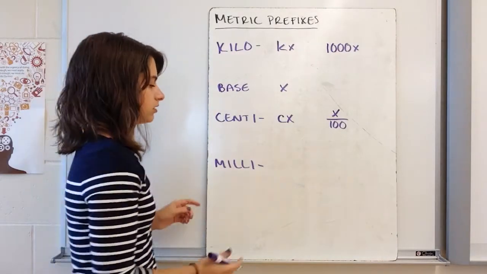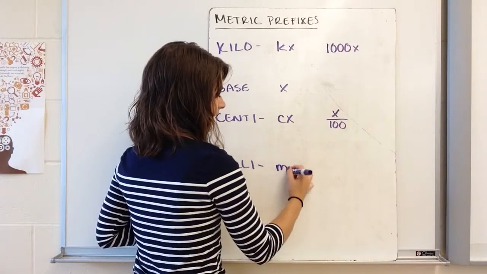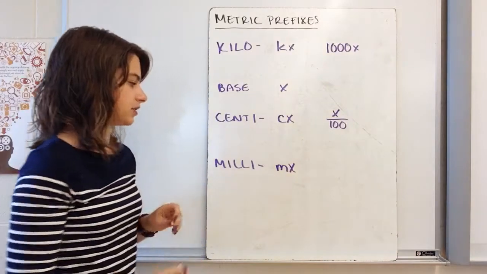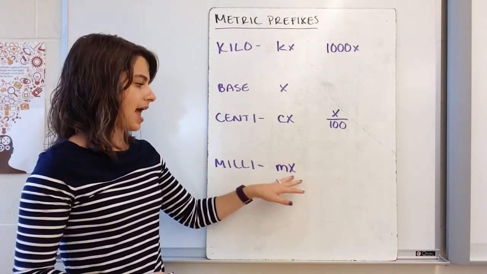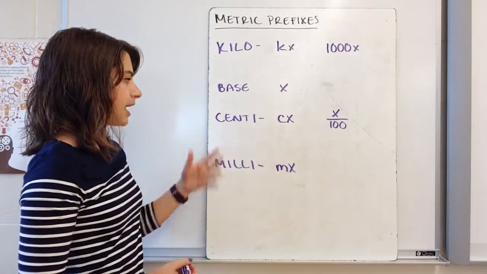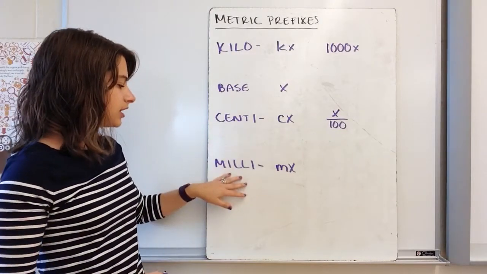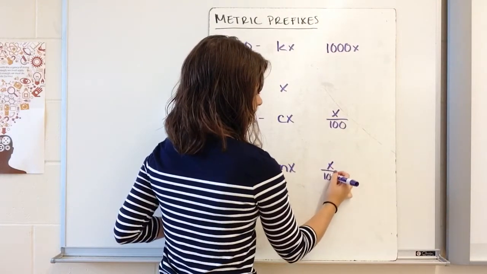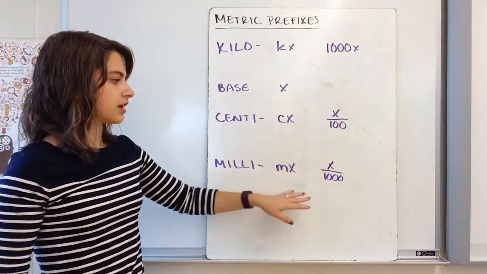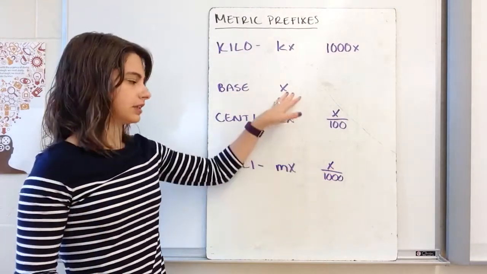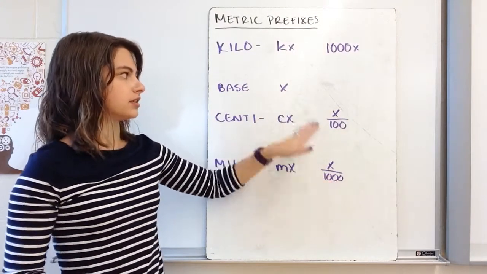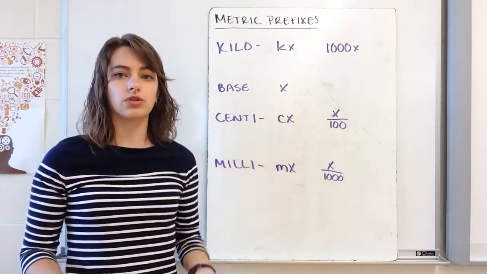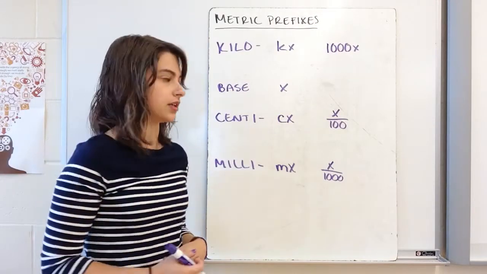Milli is also smaller. The symbol for milli is a lowercase m. And so with our base unit, it would be m and then whatever our base unit is. So it'd be mg, mm, ml, depending on what we're measuring. And millis are 1,000 times smaller than our base unit. So there are 1,000 milliliters in a liter. There are 1,000 millimeters in a meter. There are 1,000 milligrams in a gram. So those are the three main metric prefixes that we're going to use.